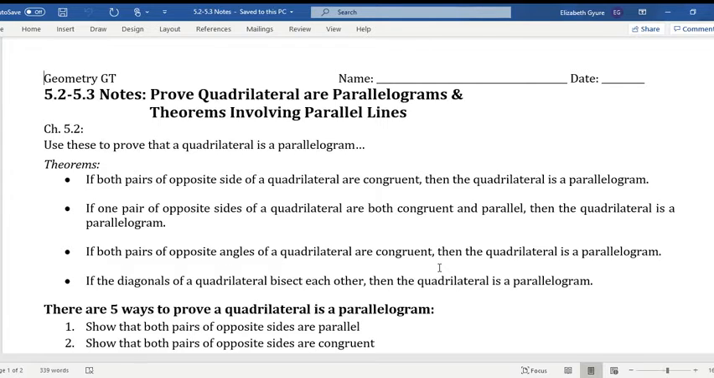5.2 and 5.3. We are going to talk a little bit more about parallelograms, and we're going to talk about some properties that happen when you have parallel segments. Pretty much this entire chapter deals with a lot of parallel segments and then quadrilaterals. Okay, so those are the things we're mainly focusing on. So today we're going to talk about how to prove that a quadrilateral is a parallelogram, and then some theorems about our parallel lines.